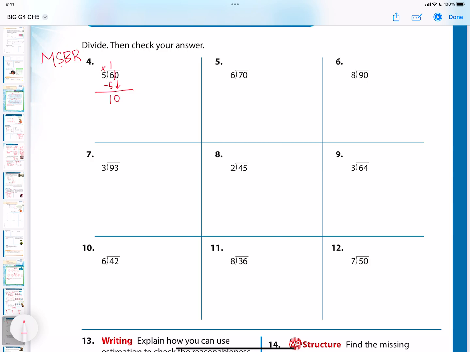Yes, now you need to repeat. 5 times 2 is 10. Subtract. Nothing left over. So the quotient is what? 12.